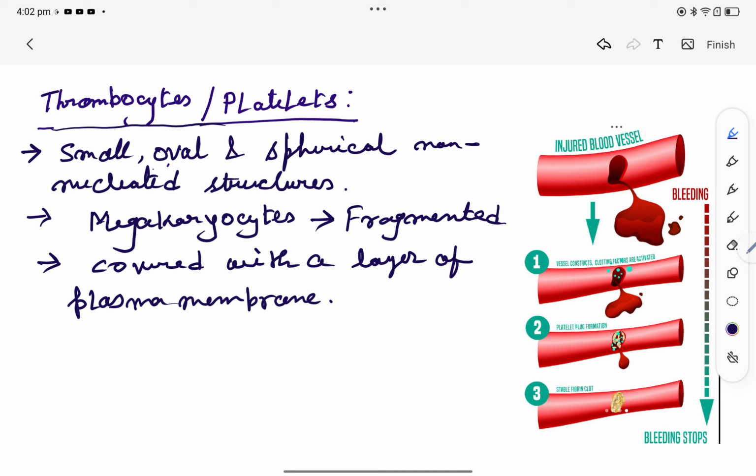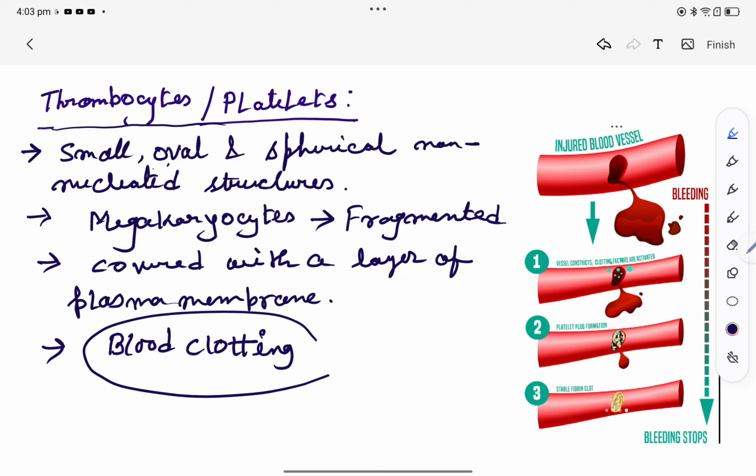So in today's topic, we are going to focus on platelet function. The main function of thrombocytes is blood clotting. Okay. What is blood clotting? Blood clotting is whenever a blood vessel is injured or cut, blood comes out of it in a liquid state, right? After some time, what happens? Blood changes its form and forms a thick jelly-like material. Now this is called clotting.